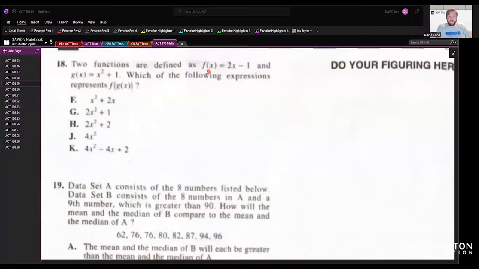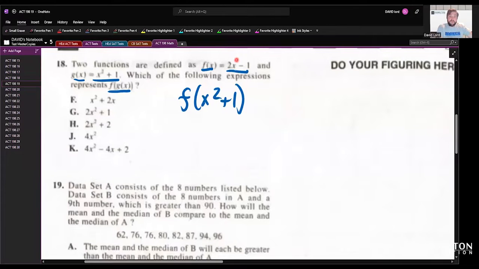Two functions are defined as f of x is equal to 2x minus 1 and g of x is equal to x squared plus 1. Which of the following expressions represents f of g of x? This is called composition of functions, so we put one function into the other. So I'm going to write f and replace the g of x with x squared plus 1.